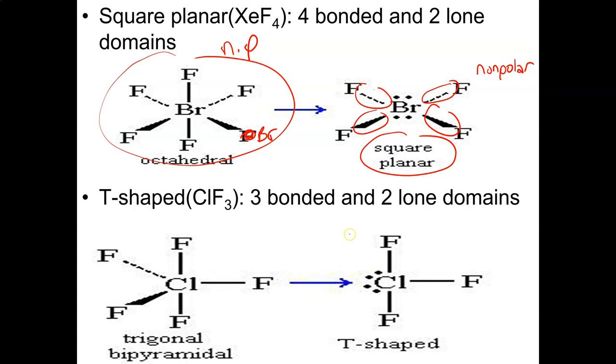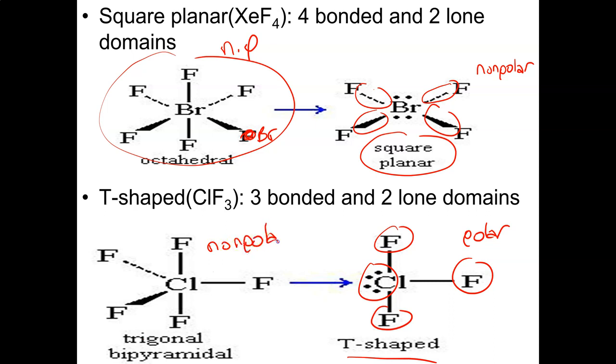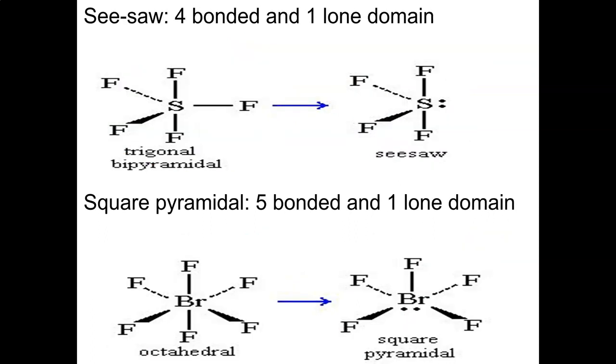The subcategory for this is going to be T-shaped, and it's whenever you have 3 bonded and 2 lone pairs. And for this one, this is actually going to be polar. This was non-polar, by the way. This is the hardest one because you look at it like 5 non-polar. Seesaw, also a subcategory of trigonal bipyramidal.